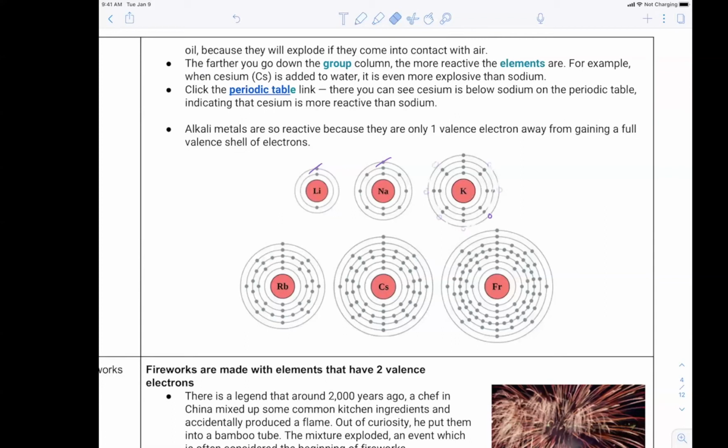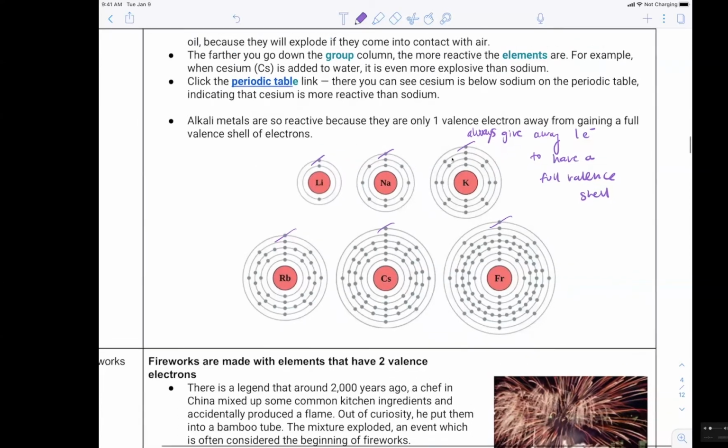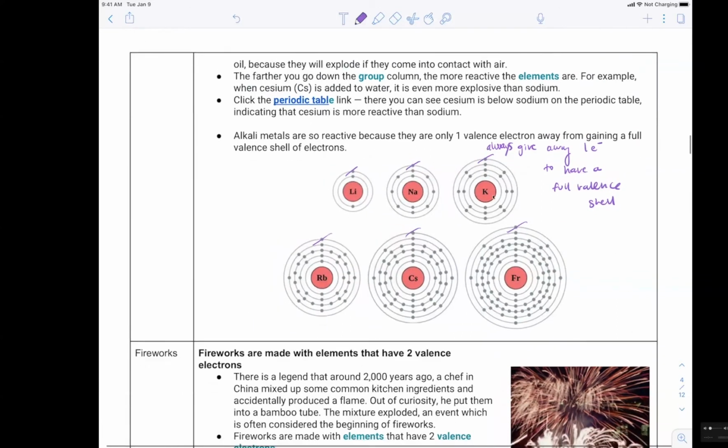So alkali metals will always give away 1 electron to have a full valence shell. You can see that for all of these, if you just take away 1 electron, it'll have that full valence shell. That's why they're so reactive: you only have to give away 1 electron, which is not very difficult to do. So alkali metals are one of the most reactive groups on the periodic table.